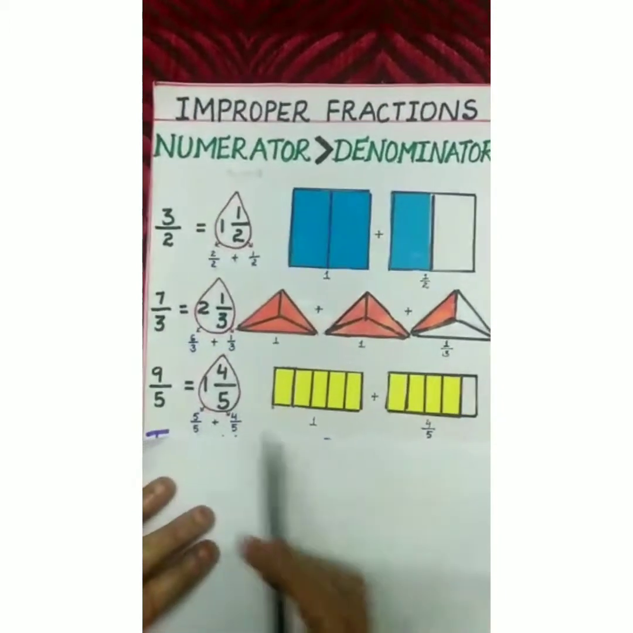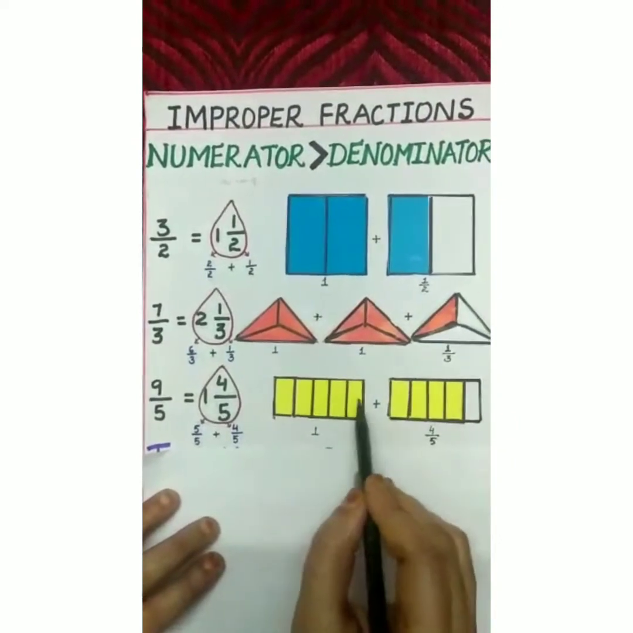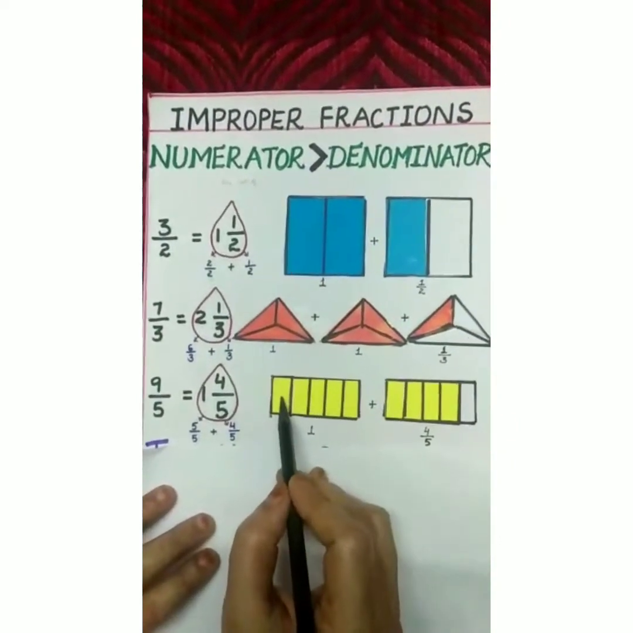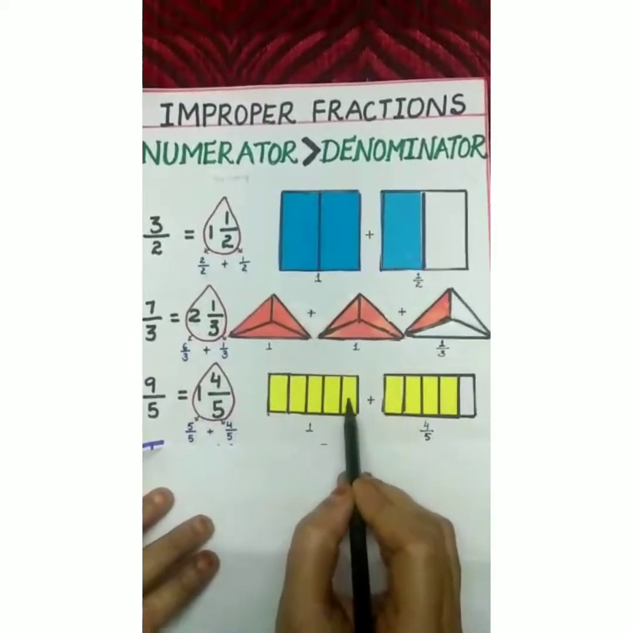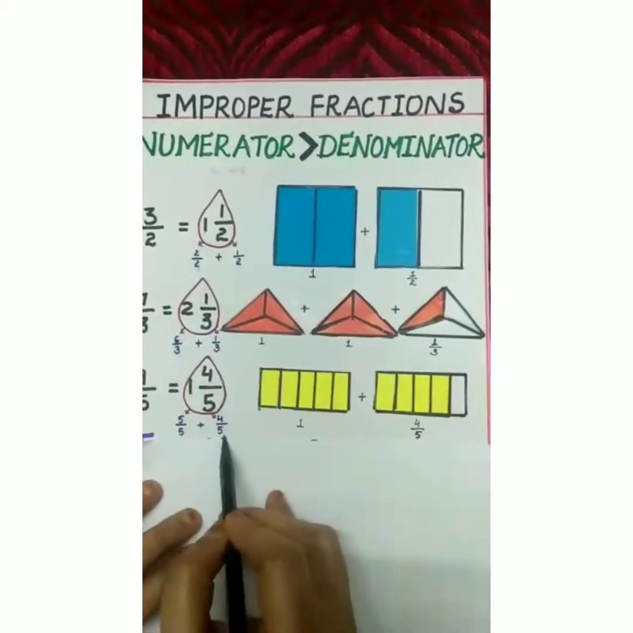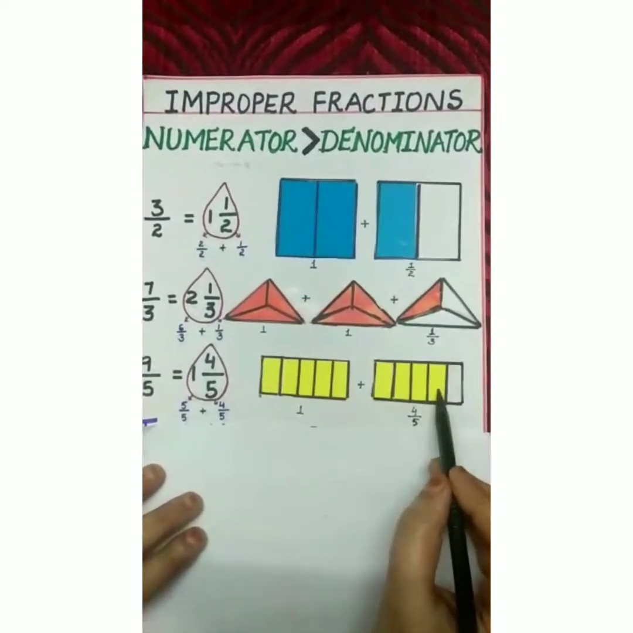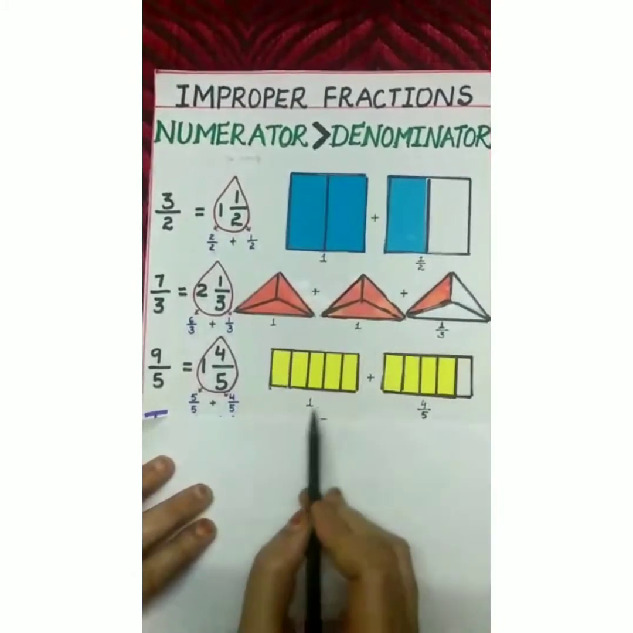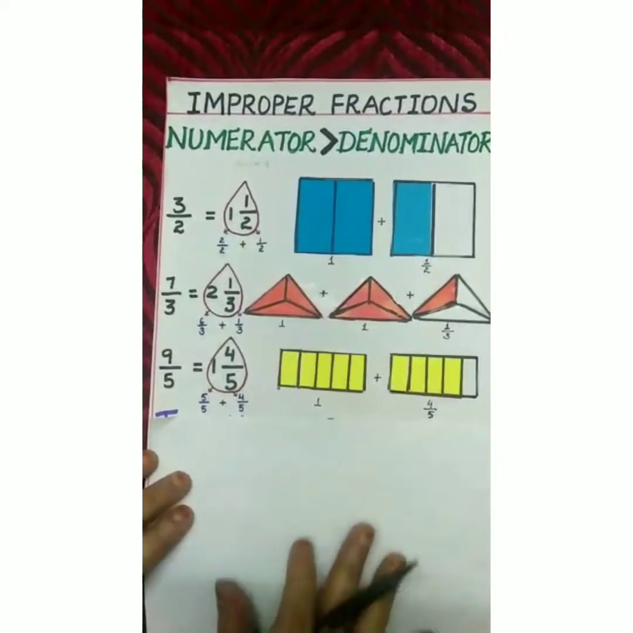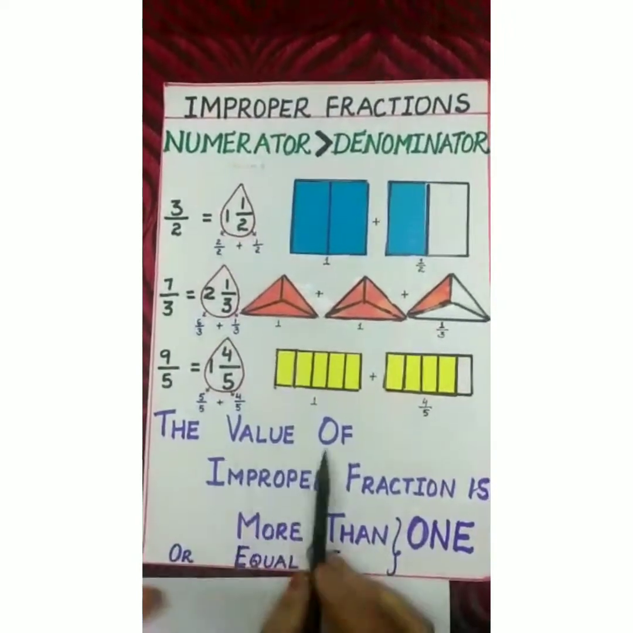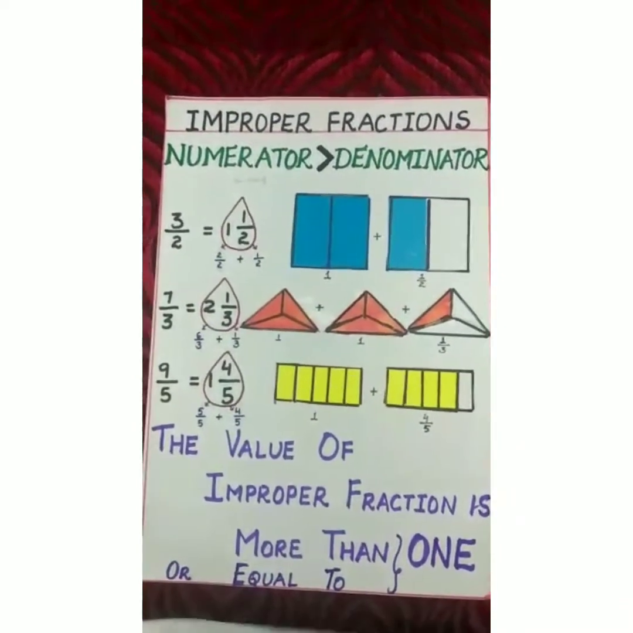Now see the pictorial representation here. Take the whole part, divide it into 5 equal parts where each part represents 1 by 5. How many 1 by 5s we have here? 1, 2, 3, 4, 5. So 5 by 5, and the next one is 4 by 5. Again take the same whole and divide it into 5 equal parts and select 4 parts, where this 1 plus 4 by 5 is same as 9 by 5. It means that the value of an improper fraction is more than 1 and sometimes it is equal to 1.